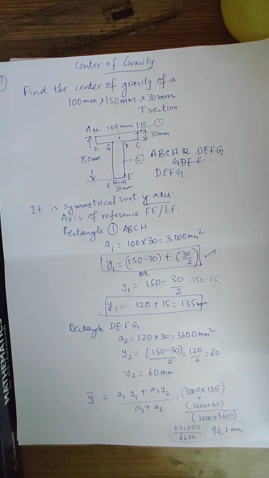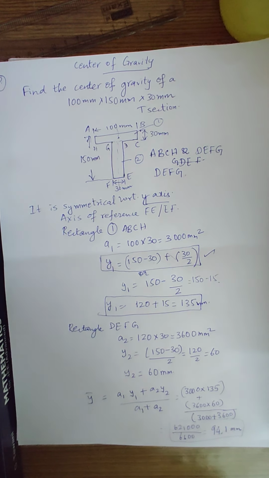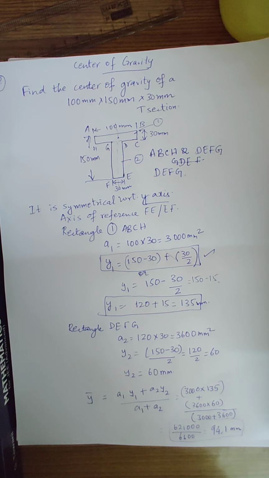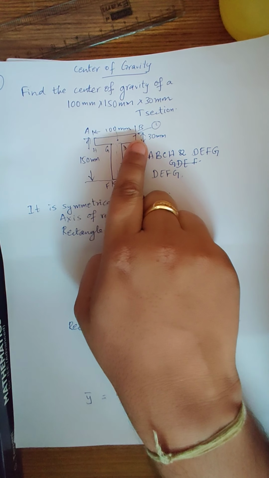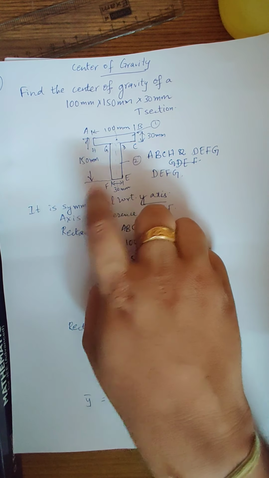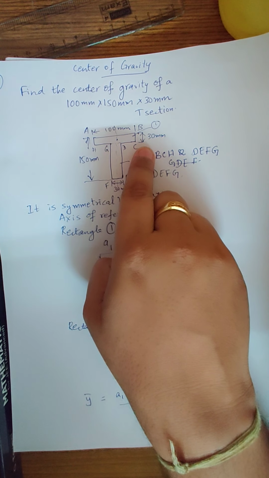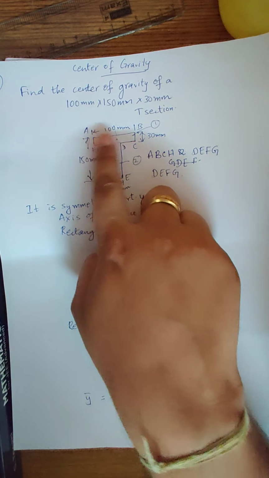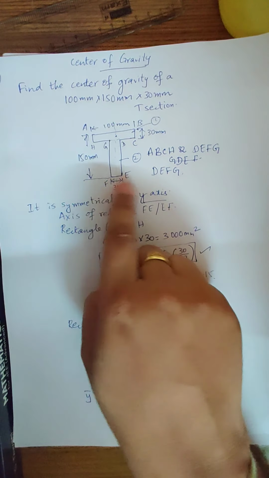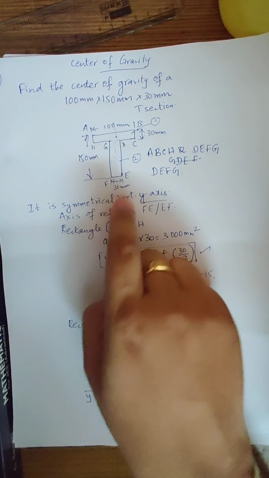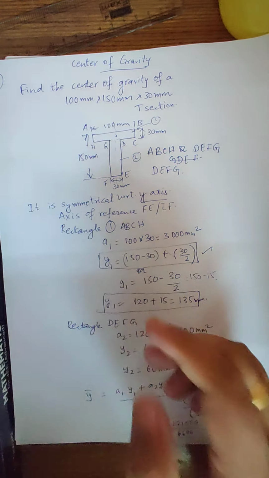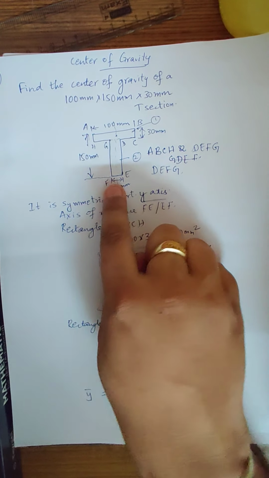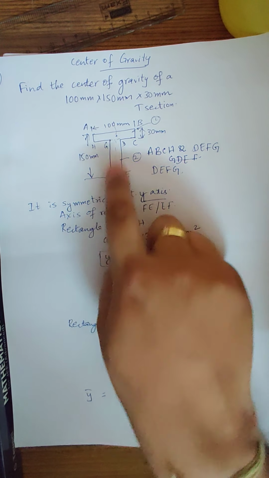If I want to make it very clear with easy steps, you just have to assume 100, 150 and 30. This is 100, this much is 150, and this is your 30 for this particular T section. This is one rectangle, this is another rectangle. You have to know with respect to what it is symmetrical. We found that it is symmetrical with respect to the y-axis. Then with the x-axis as the base reference, you will move like this.